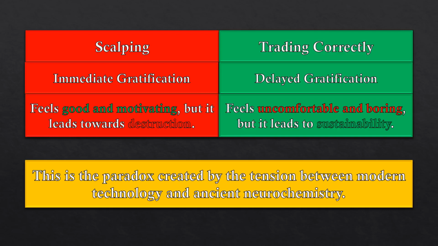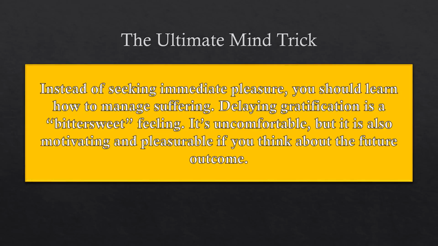This is, of course, an immense paradox created by the tension between modern technology and ancient neurochemistry. The only way to avoid it is to know how it works. The ultimate mind trick to bypass the pleasure trap is to accept that building something substantial in any domain is not about seeking pleasure. It's about managing suffering. The feeling of delaying gratification is bittersweet. It's uncomfortable, but it's also motivating and pleasurable if you think about the future outcome.